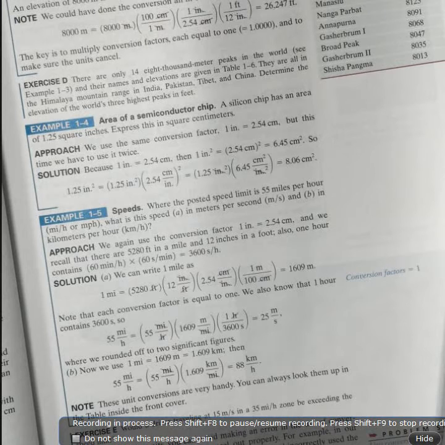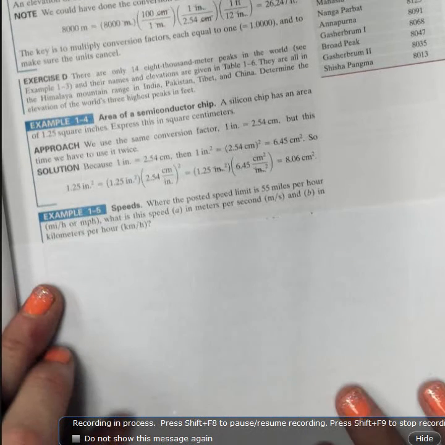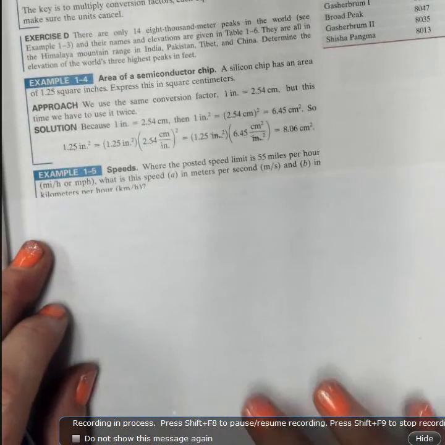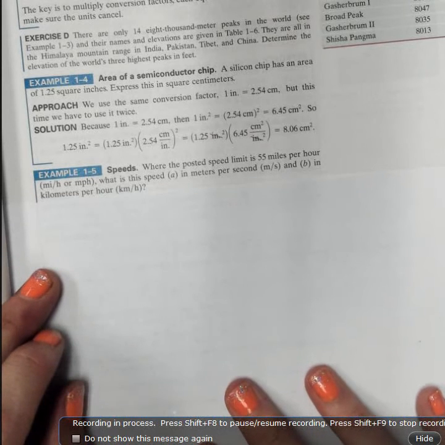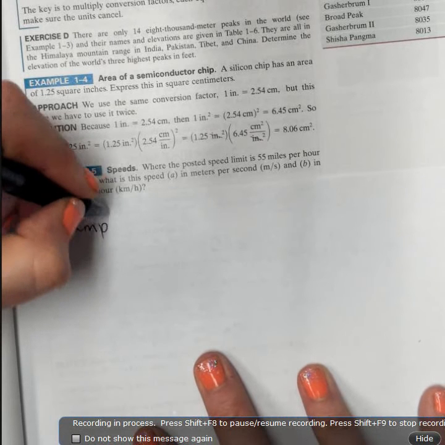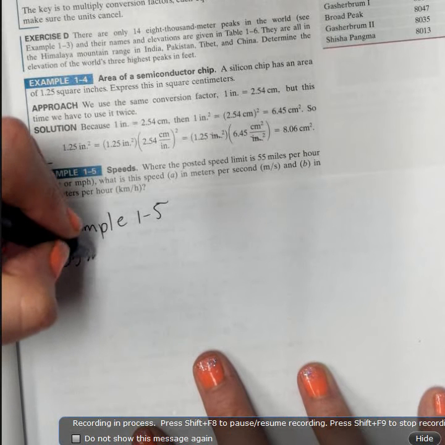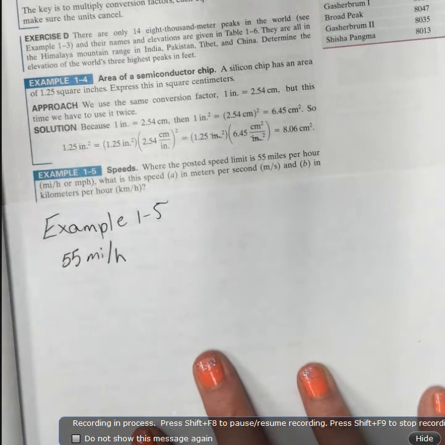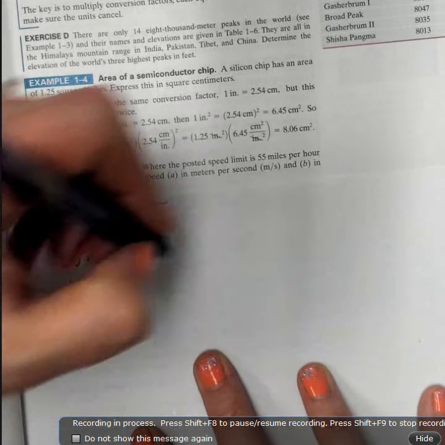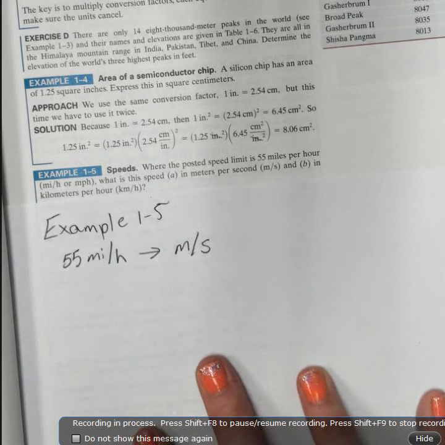In example 1-5, we're going to be taking a look at speed. We've got a posted speed limit of 55 miles per hour, and we want to know what the speed is in meters per second and in kilometers per hour. So we have a speed limit of 55 miles per hour. First we're going to convert miles per hour into meters per second, and then afterward we're going to turn it into kilometers per hour.